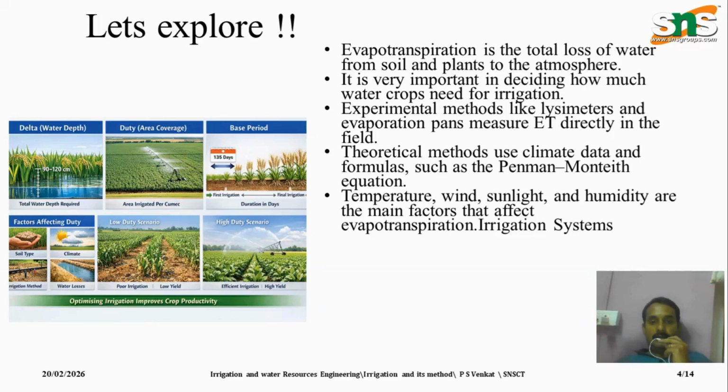For example, if ET is 5 millimeters per day, it means the crop is losing 5 millimeters of water daily. So we must supply that much water through irrigation to maintain healthy growth. That's why evapotranspiration directly determines the crop water requirement.